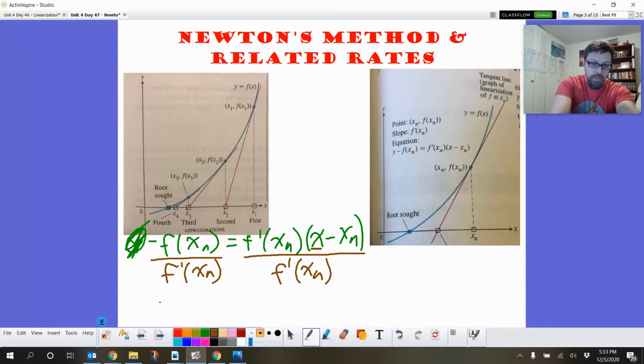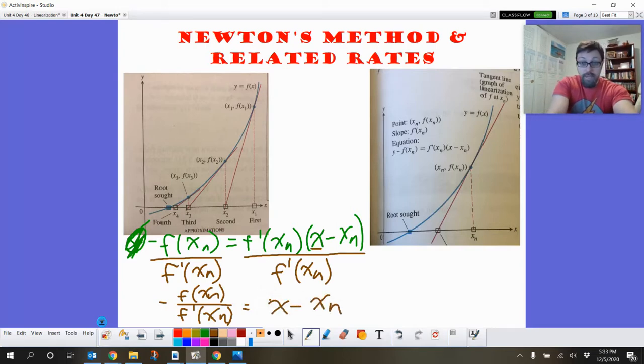And we end up with negative f of x sub n over f prime of x sub n equaling x minus x sub n. And again, I'm trying to get this thing all by itself. So let's just get rid of that x sub n. So that x value is going to equal x sub n, because I added it over to the other side. I'm kind of writing this backwards from where I had it before. Minus that f of x sub n over f prime of x sub n.